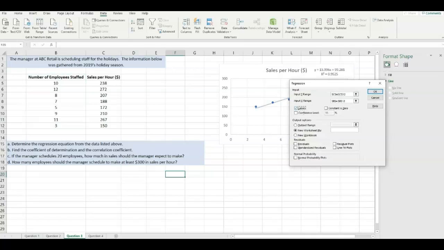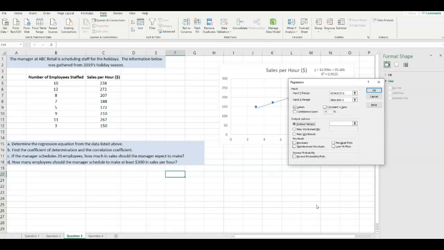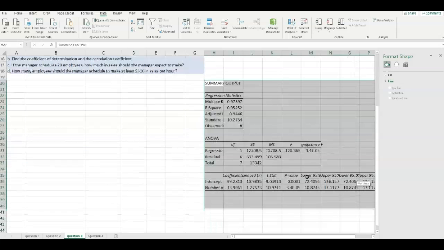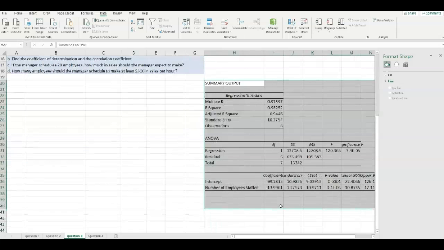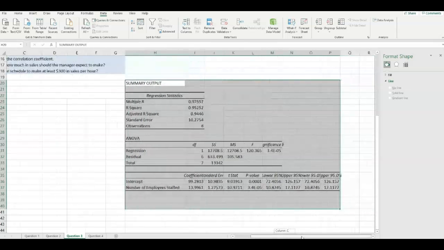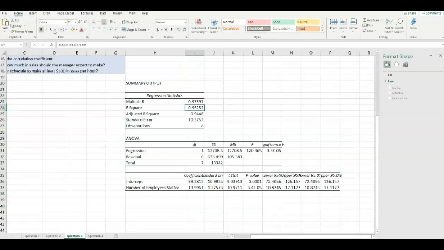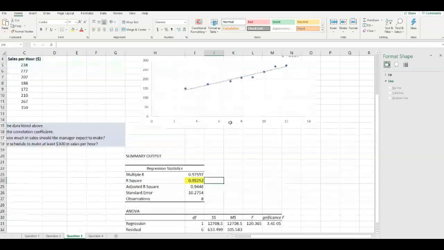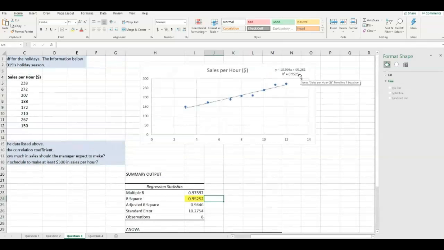So we do need to say it has the labels because we did select the number of employees staffed and the sales per hour. It's going to ask for an output range. We'll just have it pop down there. And then we hit OK. And we are given our regression output. So a few different pieces here are important. We can see the R square. The R square is the same number that we have up here on our scatter plot. That is our coefficient of determination.